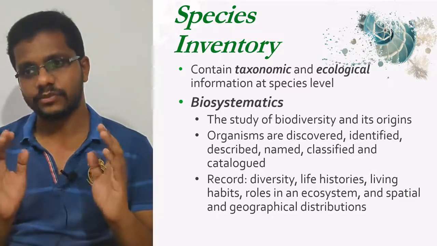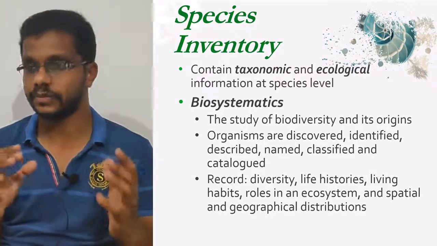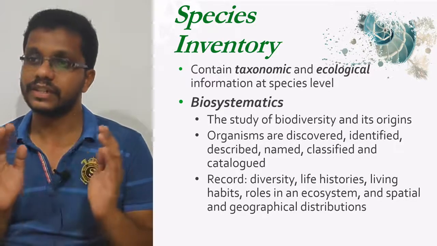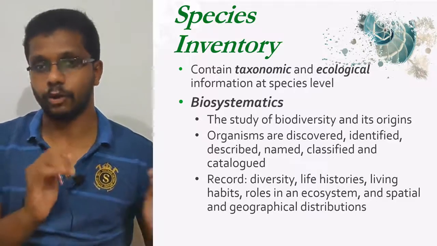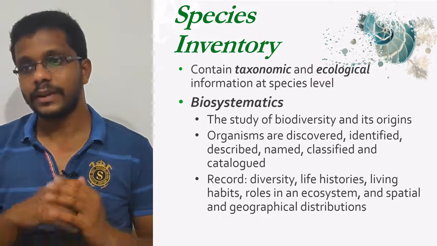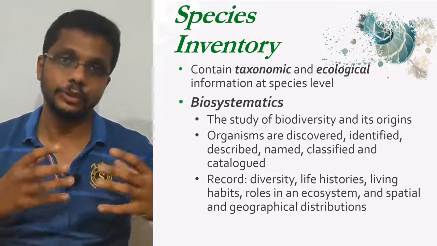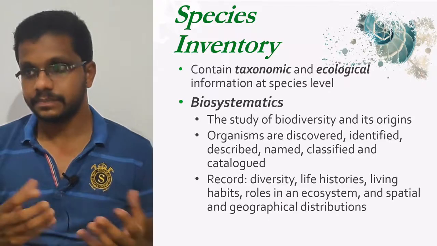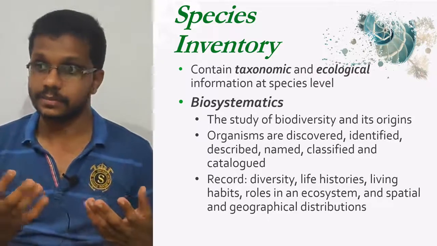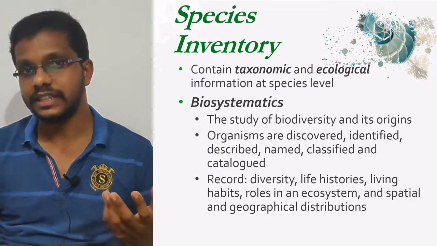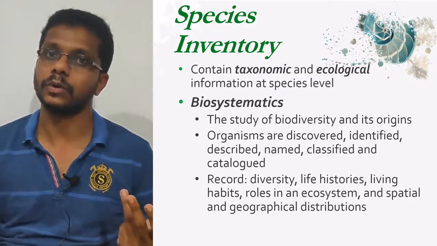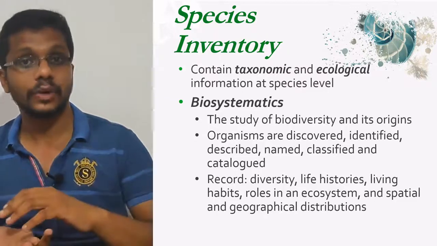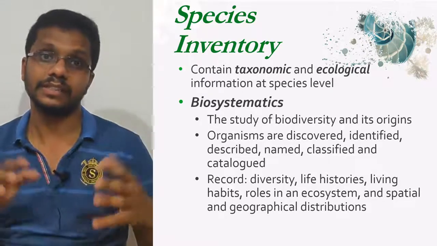So biosystematics have two different levels of study. Just like I said before, first one is taxonomic in nature, secondly the ecological studies. So biosystematics in taxonomic level, what it does is it studies or discovers a new organism, and once they find a new organism, they have to identify it to see whether the organism is a new organism or already identified organism.